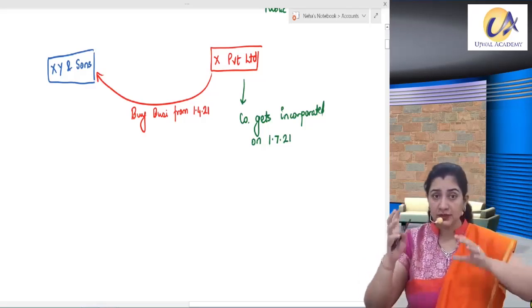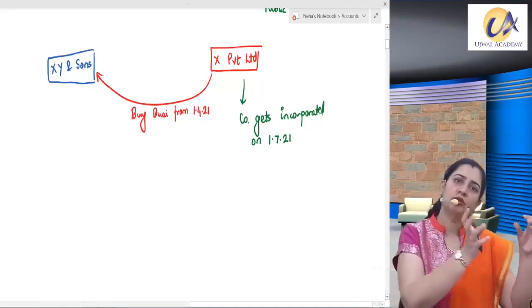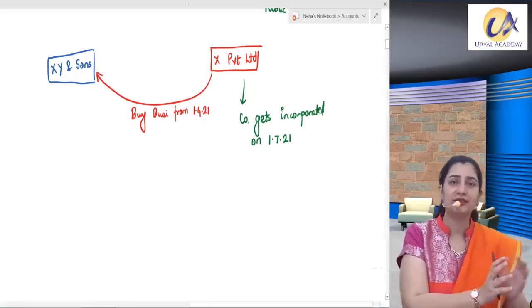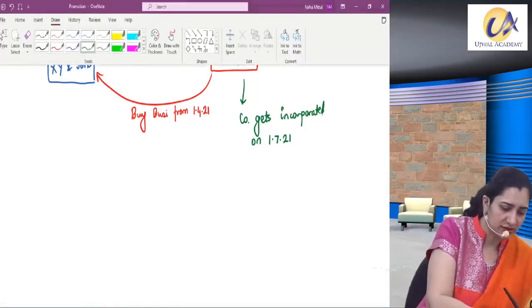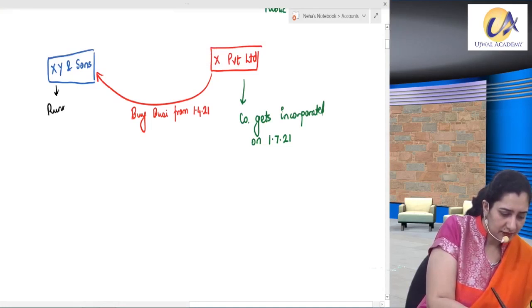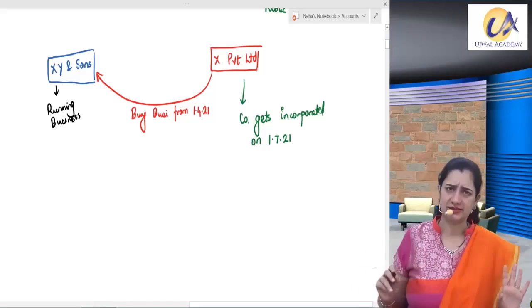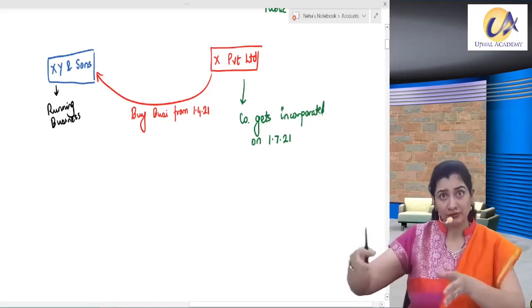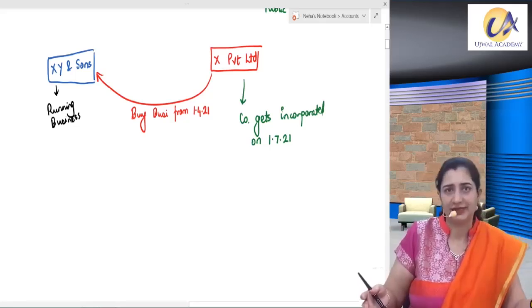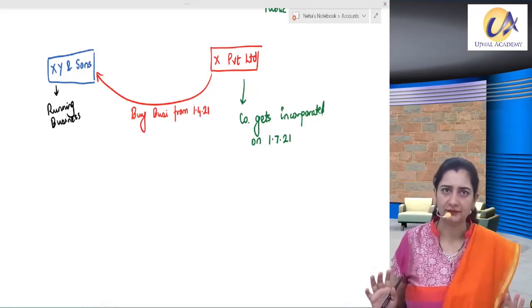So the company, before even getting incorporated or registered, has entered into a contract, rather an agreement, with XY and Sons, which is a running business. It could be a partnership firm, it could be another company, or it could even be a HUF, anything. It's a running business of XY and Sons. X Private Limited, which is still to be formed, has bought the business from 1/4/21, and the company's legal formalities get over on 1/7/21.